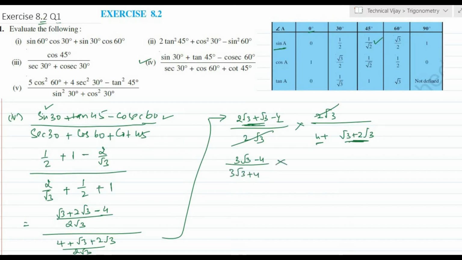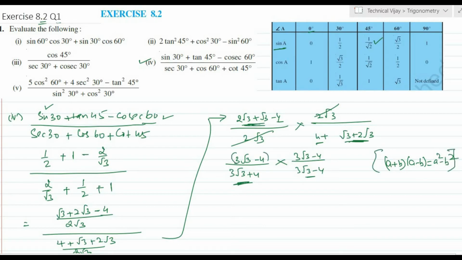So this can be rationalized by multiplying and dividing by the negative term of the denominator, that will be (3√3 − 4) divided by (3√3 − 4). So here you see this is a plus b, a minus b. So the formula is (a + b)(a − b) is equal to what? This is equal to a square minus b square. Okay, so this we will substitute.